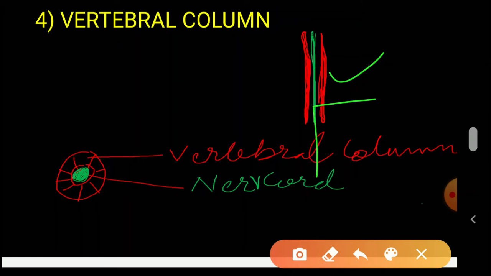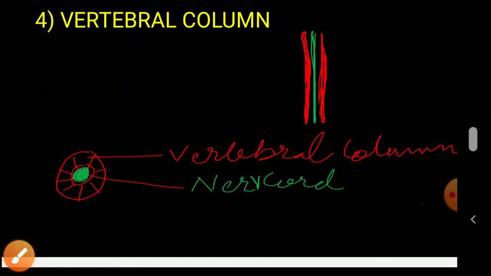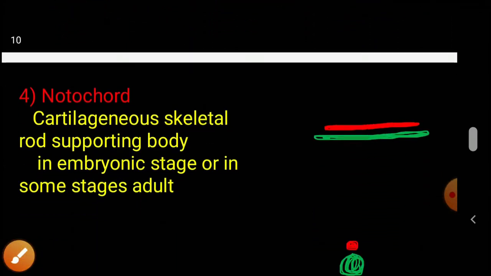Clear? If we take a section from this side and cut it, the outer side is the vertebral column, and in between, the nerve cord is there in our body mainly. Let us take it as present in the human body. It is also present in many other organisms, but we are talking about the human organism. Let's take more diagrams here.